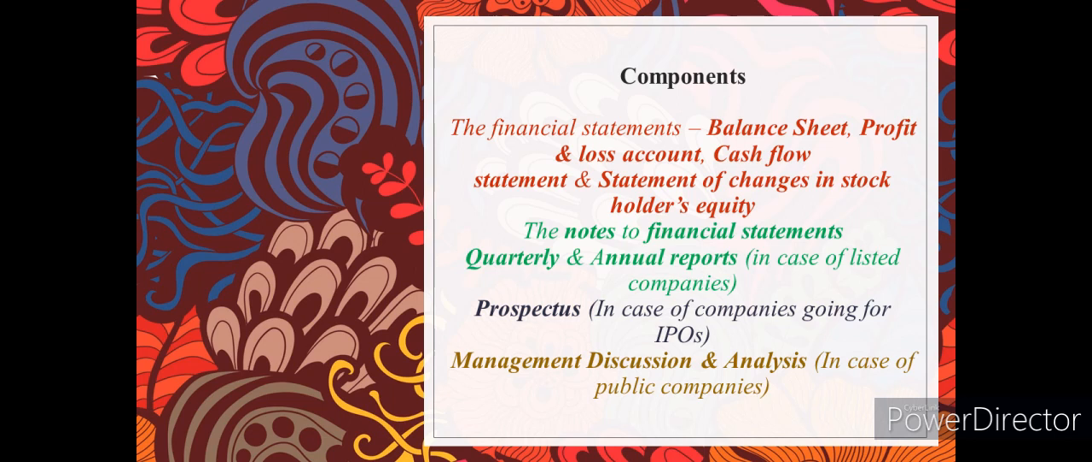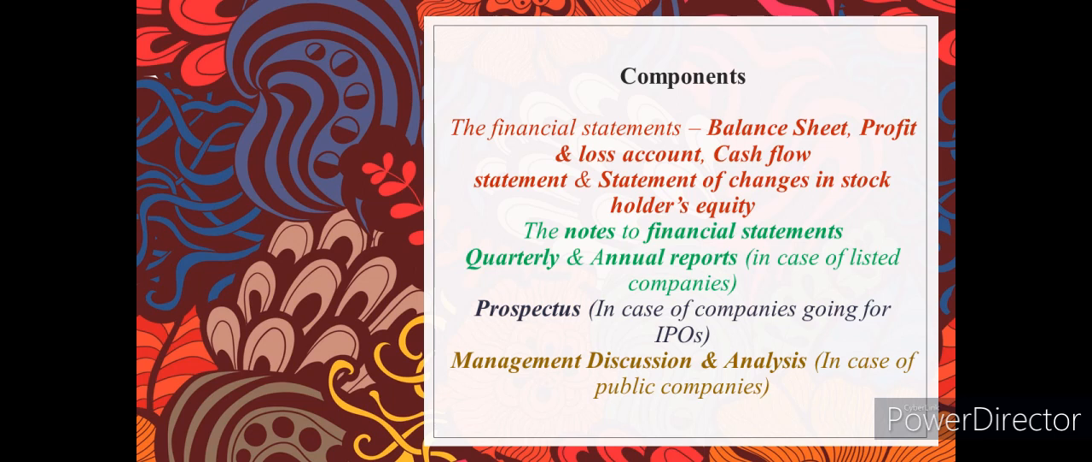Profit and loss account basically shows what the expenses and what the incomes of the company are, and the cash flow statement basically shows the flows of cash in the organization in terms of inflow and outflow. What are the total inflows of cash of the organization, and what are the total outflows of cash in the organization.